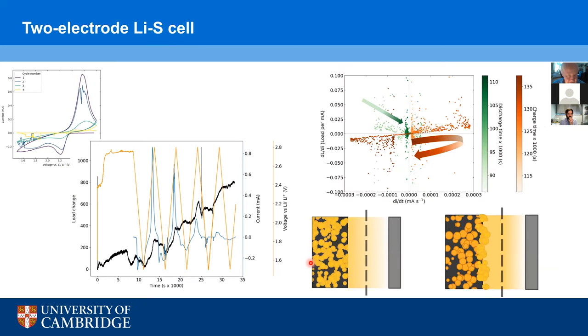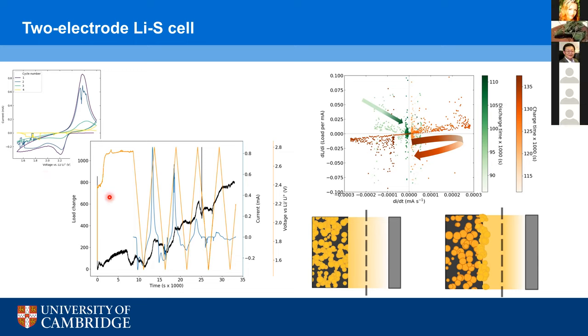Okay, so as a starting point, we looked at a 2-electrode lithium sulfur cell, which is well characterized electrochemically in terms of this composition of electrode. So in the top left, there's the electrochemical profile of the cell, which, if you can imagine that being unraveled, is represented by the blue current line in the larger graph below it.